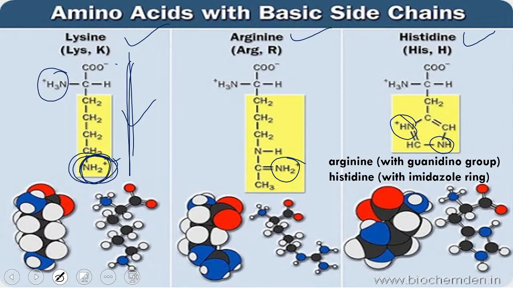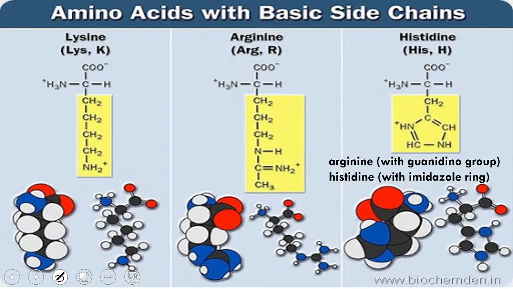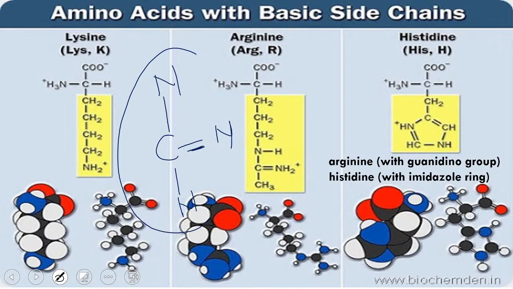Now the structure which we have in the case of arginine and histidine has a special name. What is the special name? In the case of arginine, a carbon is associated from 3 sides with nitrogen: 1 side with a double bond and 2 sides with single bonds. This type of structure we are going to call the guanidino group. Any carbon which is associated with 3 nitrogens on 3 sides, we are going to call a guanidino group.